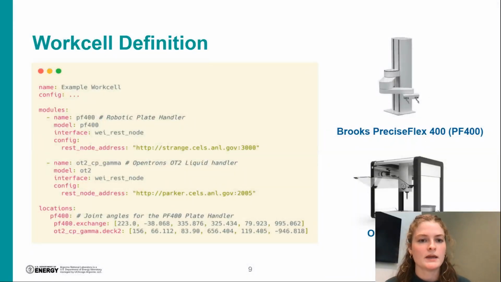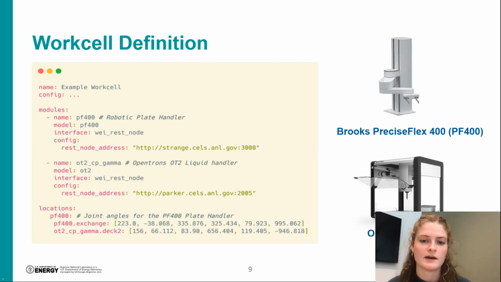Okay, if we're defining our work cell, how do we let the system know what instruments are available? We do this by creating a work cell definition file. This is just a YAML formatted file. An example of one is to the left, where in this example, there's a PF400, which is a robotic arm, and then an OpenTrons OT2. Under the modules section, you just have the name of the instrument, the model number, and what interface you use. As I said, we're using REST API for most of our modules, so it's a WEI REST node. But you don't have to use REST.